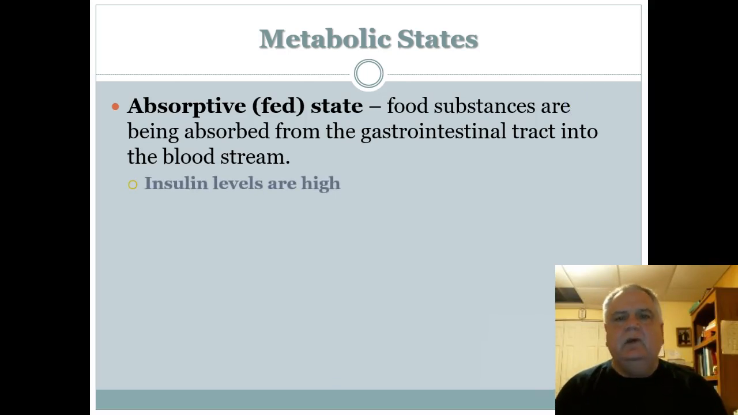During this time, insulin levels are likely to be high because of the carbohydrates that you've taken in. You've ingested the food, broken down the complex carbohydrates. Glucose levels are going to go up in the blood, and that's going to stimulate the cells of the pancreas to start to produce insulin in those islets of Langerhans.